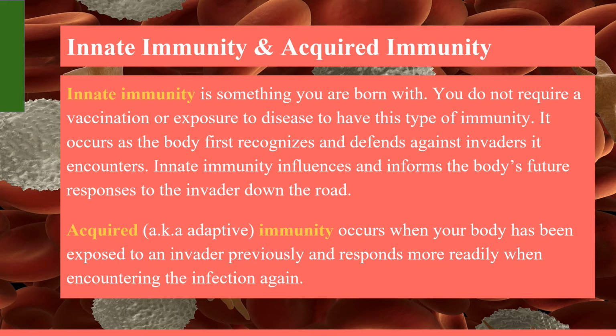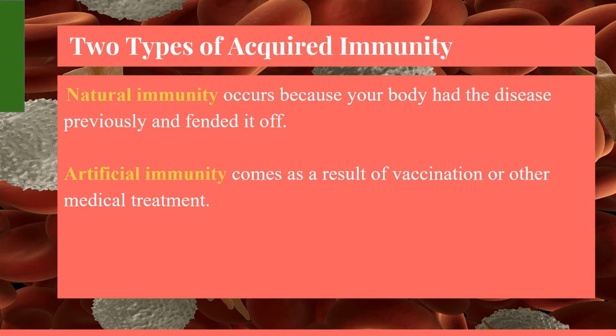Acquired immunity, sometimes called adaptive immunity, occurs when your body has been exposed to an invader previously and responds more readily when encountering the infection again. Furthermore, there are two types of acquired immunity: natural and artificial. Natural immunity occurs because your body had the disease previously and fended it off. Artificial immunity comes as a result of a vaccination or other medical treatment.